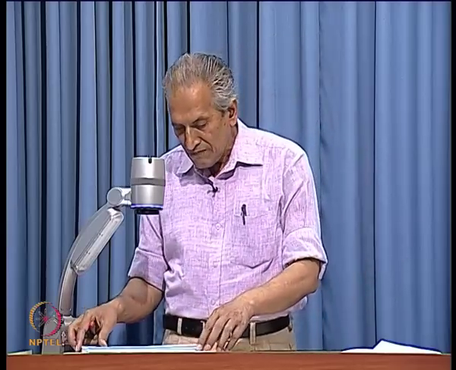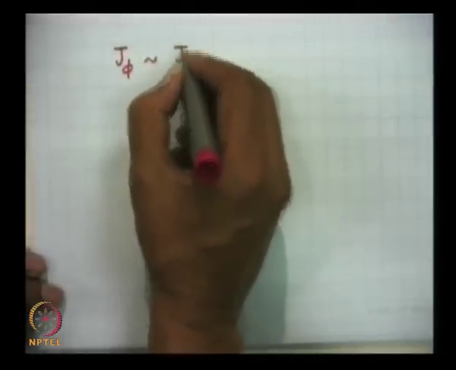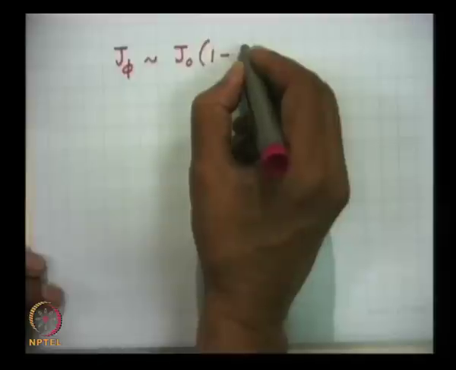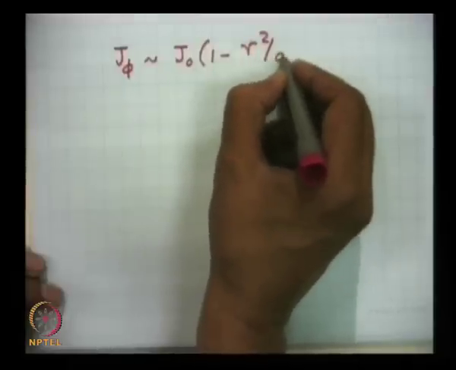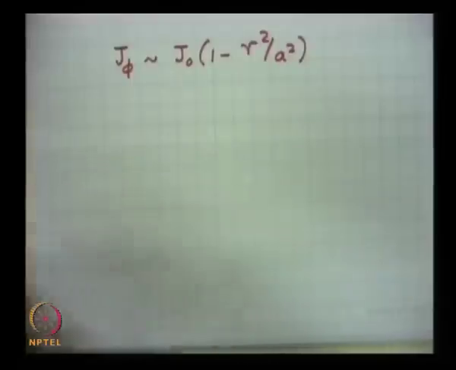And this current is not uniform. As I mentioned when I was discussing the Grad-Shafranov equation for plasma equilibrium, we found that the current has a typical profile. Maybe I would say that J phi can be taken to be some constant into 1 minus r square by a square. This sort of current profile we have. It may have different variations, but this is a typical profile.